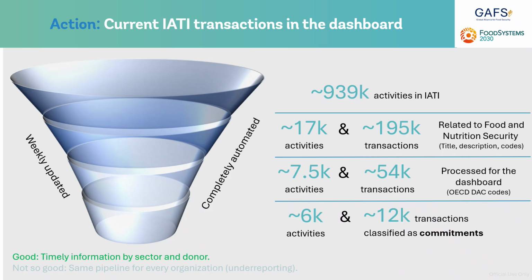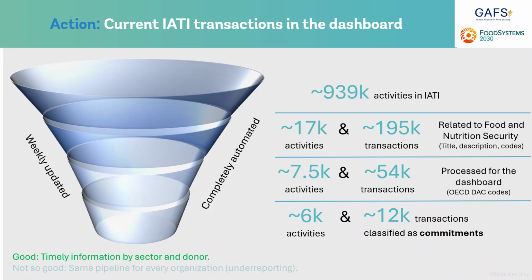In order to make IATI usable for food security monitoring, we applied a focused methodology. We start by identifying the activities most relevant to food and nutrition security using a combination of CRS sector codes, narrative references to food security or food insecurity, and a cutoff of 2021 onwards so that the data reflects the current financing landscape.